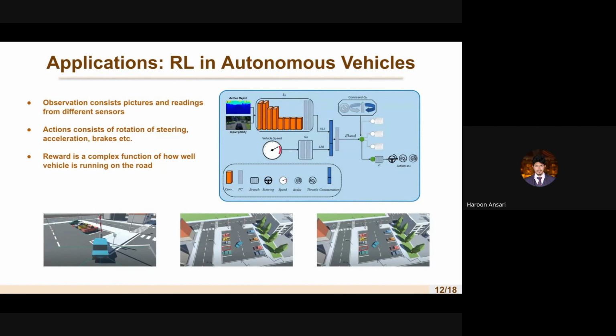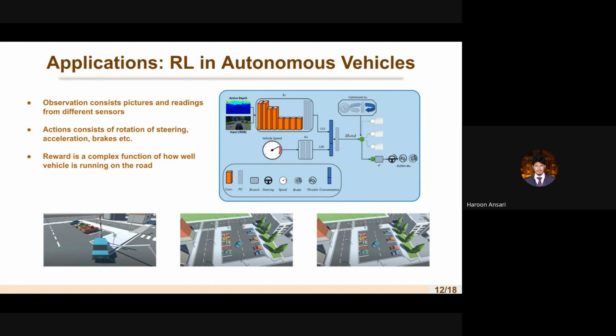Now we have different actions available to us. When the agent sees the reading, it tells us how much to steer right, how much brake to apply, and how much acceleration to apply. So we do that, and we see the car moves forward or stops, according to the action. Now coming to the reward, that is a complex function. How will we decide the reward?